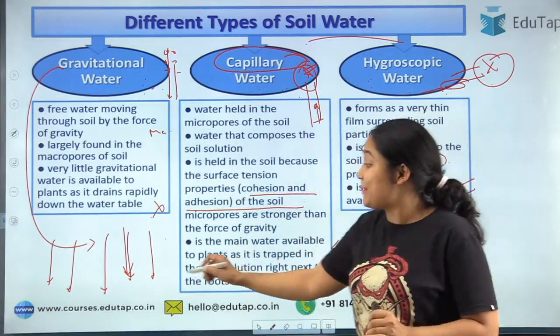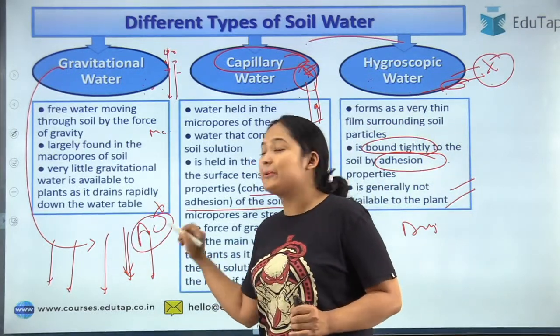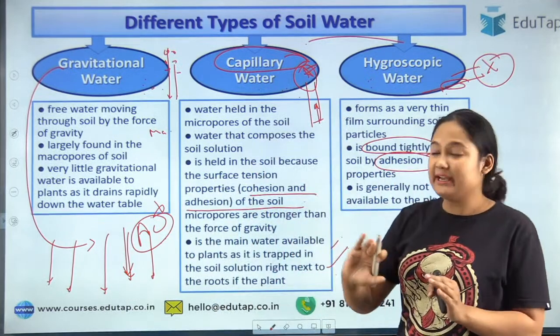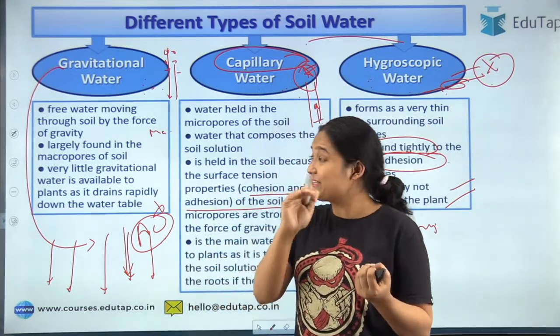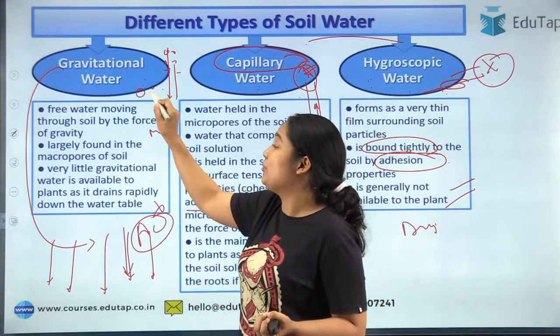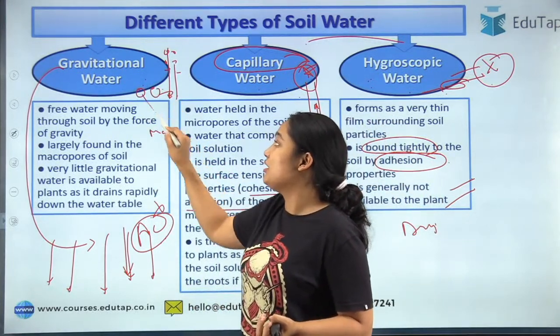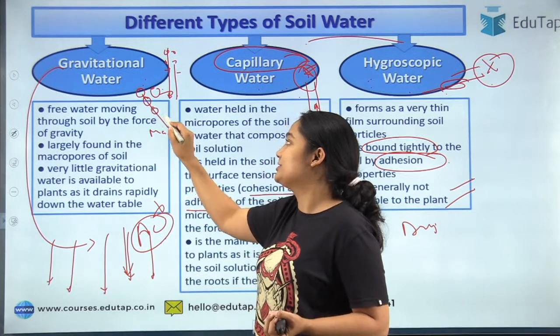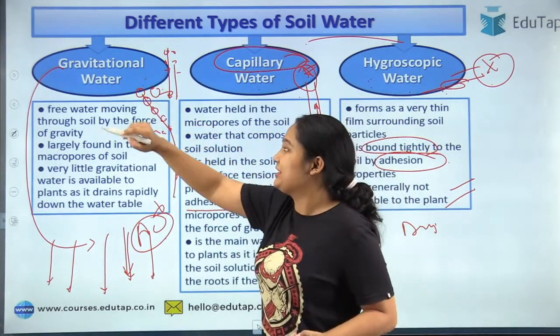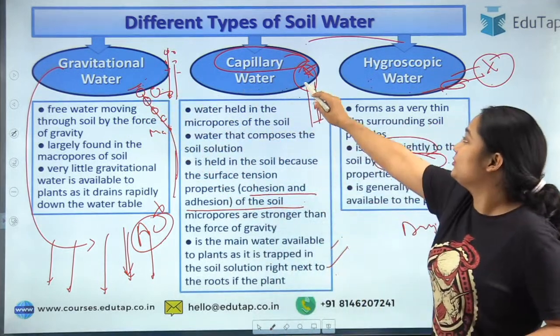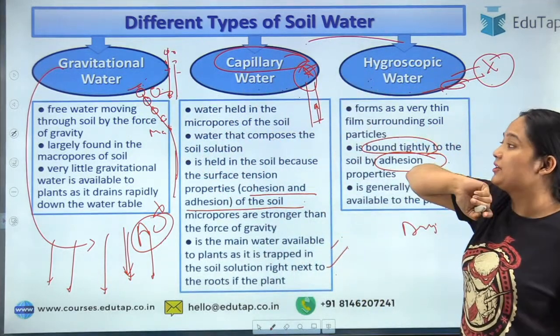If some active components are present in there. See, what will happen, let's say in a similar term, if you talk about the sand particles or the sandy soil, so in that case what happens, the pore size is very high, so of course the water has very good space. Okay, so water will move very easily, and the gravitational water will be higher compared to the capillary water and hygroscopic water.